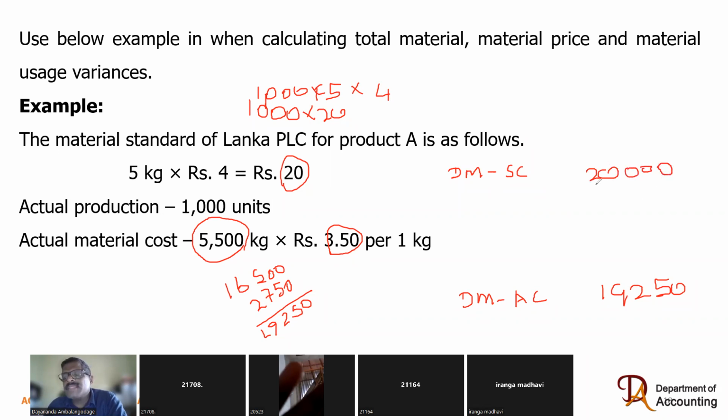There you will see that the standard cost is 20,000, you will end up with 19,250. What is the total cost difference? 750. The variance. What is that? Favorable. Why is it favorable? We expected 20,000, but only 19,250 has gone.